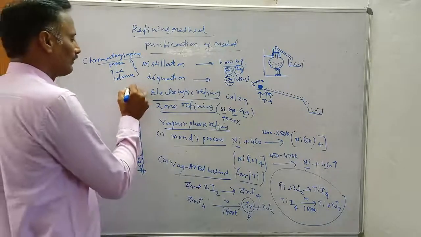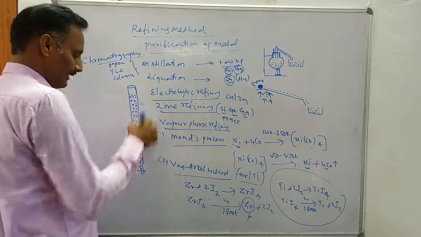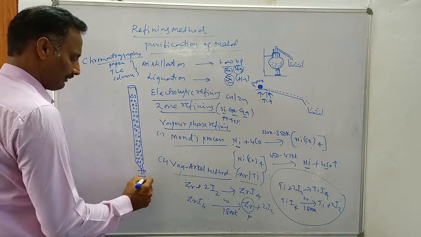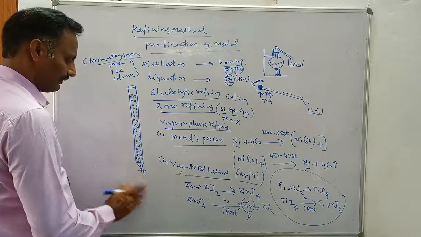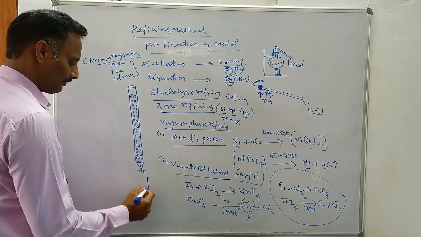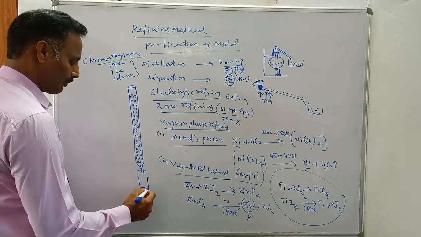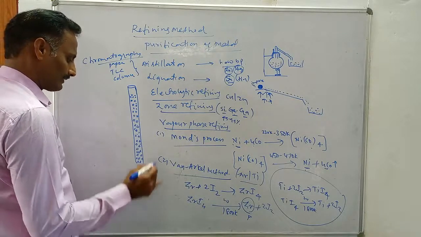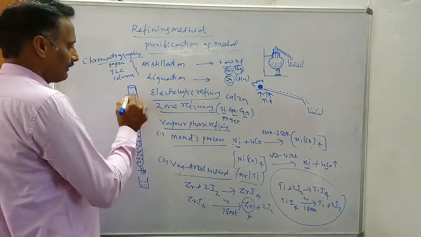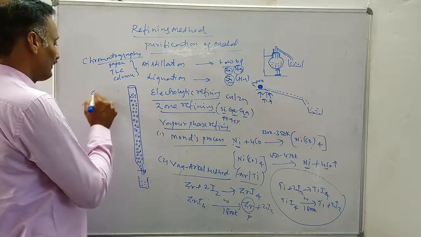And this is the burette here, and here we are using beakers. Use any beaker here to collect the different components obtained from this. This is called the stationary phase.